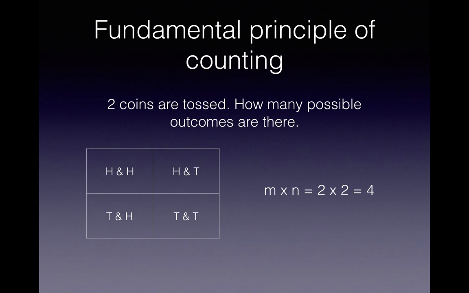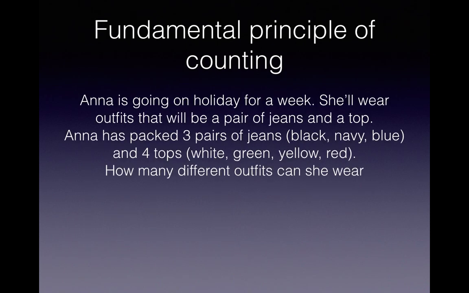One more example. So, Anna's going on holidays. She'll wear a jeans and a top. She's packed 3 jeans and 4 tops. How many different outfits can she wear? So for the first trial, she has a possibility of 3 outcomes. For the second one, she has a possibility of 4 outcomes. And if we multiply 3 by 4, that will tell us she could wear 12 different outfits.